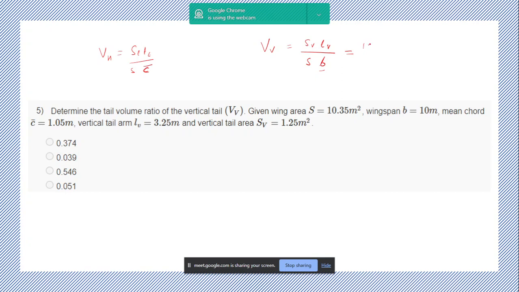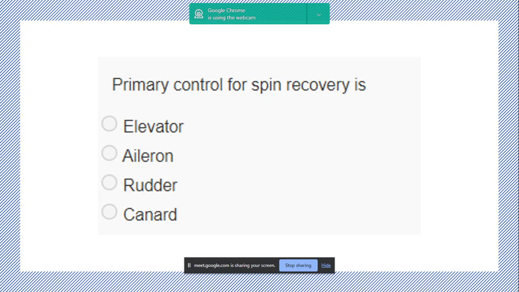SV is 1.25. LV is 3.25. S is 10.35 and B is 10 meters. What is the value? Can you just calculate and let me know? Okay. Did everybody get the same answer? Did all of you get the same answer? Yes. Okay, so 0.039.